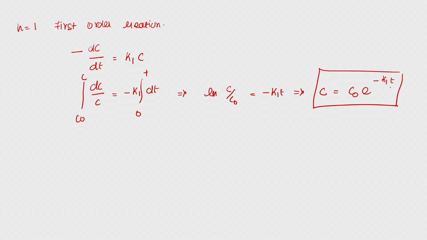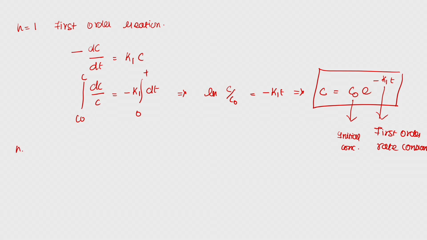So, if I want to calculate my concentration at a particular time t, I can do so from the initial concentration and the first order rate constant. So, this is nothing but the first order rate constant, and this is my initial concentration.